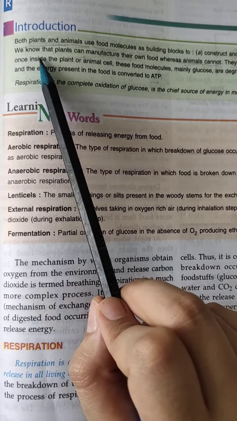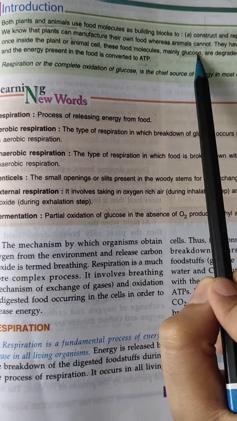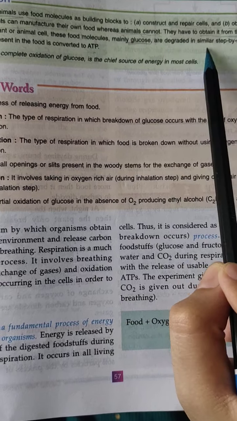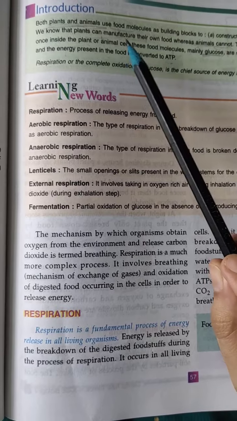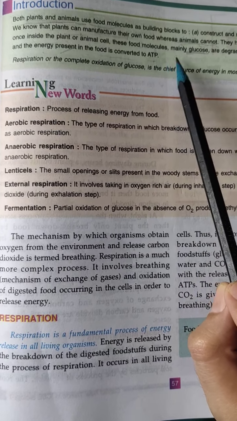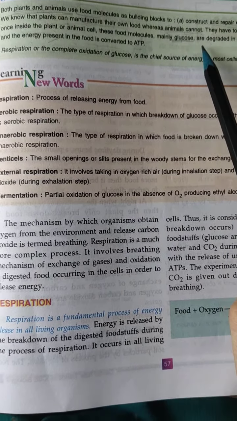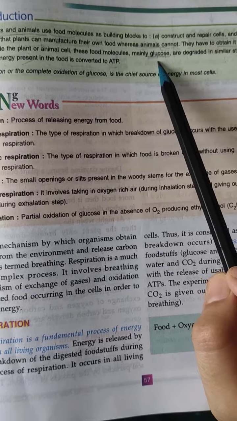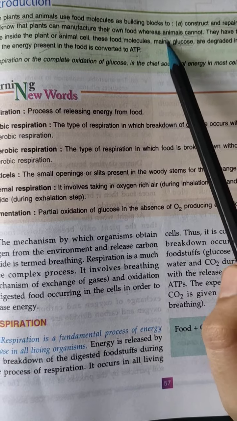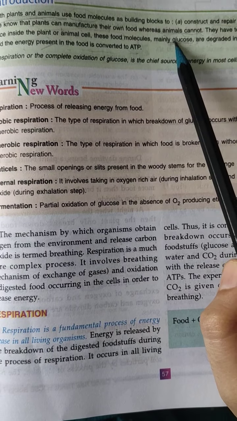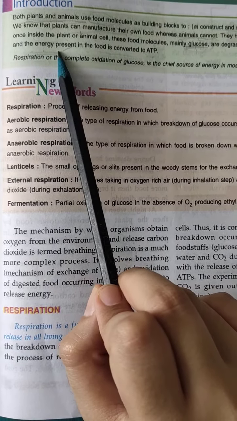But once the food is inside the plant or animal cell, the food molecules, mainly the glucose molecules, are broken down or degraded in a similar step-by-step manner, and the energy present in the food is converted into ATP. What happens? The glucose obtained from the food needs to be broken down. Once it reaches the animal cell or plant cell, the glucose molecule needs to be degraded, broken down into very small particles so that it can give energy.